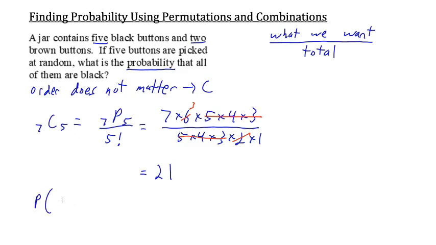So the probability of choosing all black marbles would be 1 out of 21, because there's only one way to get all black out of 21 different arrangements.